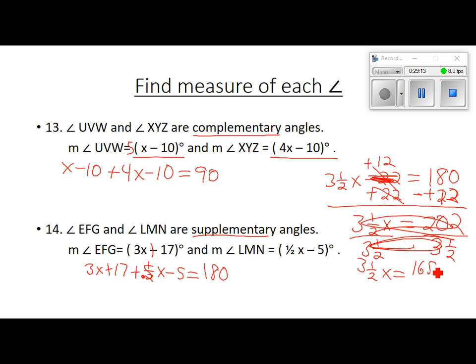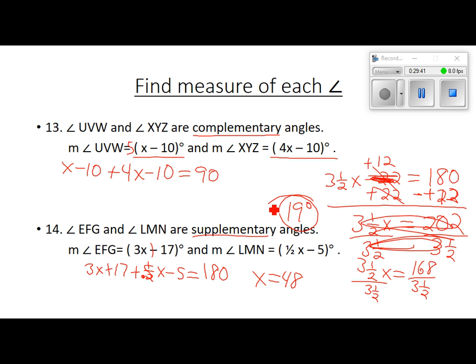Now let's try it. What's 168 divided by 3.5? 48. So x equals 48. Now, again, did they ask us to find x? No. To plug it back in. When you go back up in here to plug it in, don't let that confuse you. You're just saying half of whatever x is. What's half of 48? 24. 24 minus 5? 19. So one of the angles is 19.